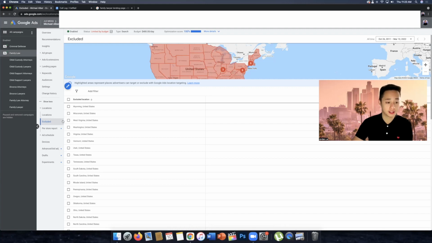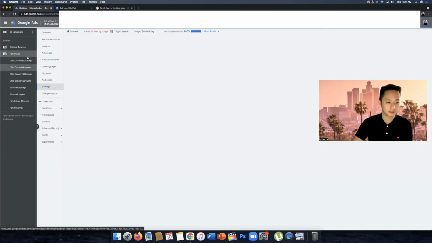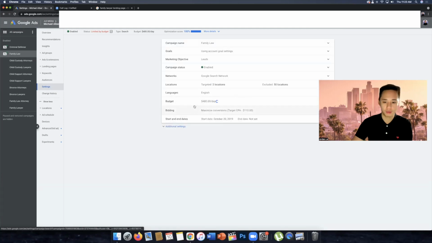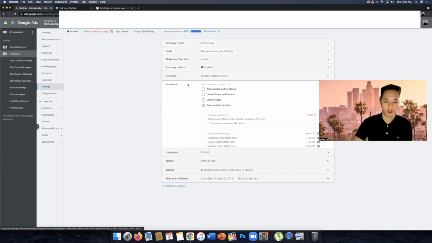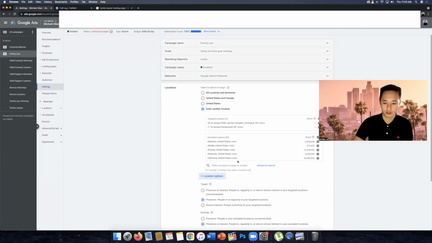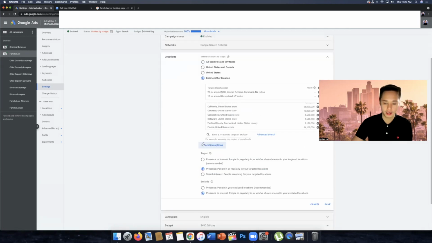Another thing to do is, if we jump into settings right here, and we go to locations, right? If we go to right here, this is a really important setting that a lot of people actually miss, especially if you don't know how to run Google Ads or have never done it yourself. You tend to miss this part, and then you start spending a lot of money and wondering why you're not getting a lot of leads, right?